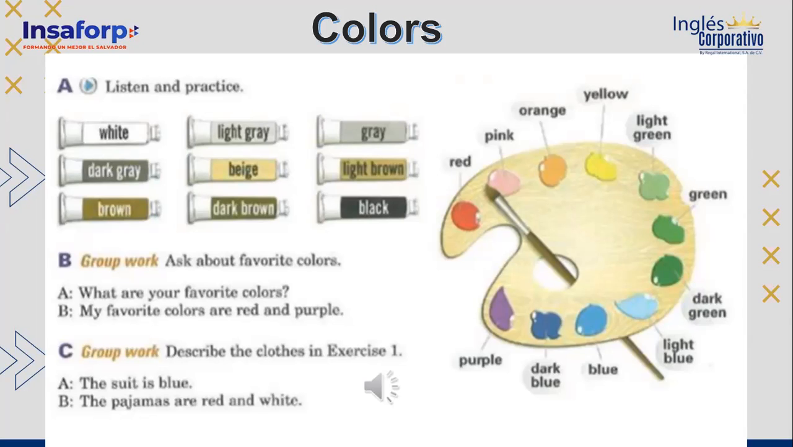Any other volunteer? Thank you, Delmi. Excellent job. Thank you. You say pink, green, and also, well, what's the other one? Pink, green, and blue. Any other volunteer to answer this question? What are your favorite colors?